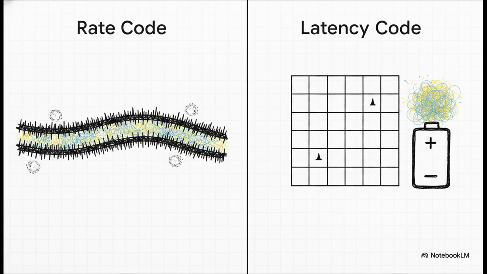But latency codes are drastically more power efficient, and the math tells us exactly why. A latency code creates a highly sparse matrix. When you're calculating vector matrix products in hardware, an all-zero input vector immediately returns 0. That saves a massive amount of computational energy.